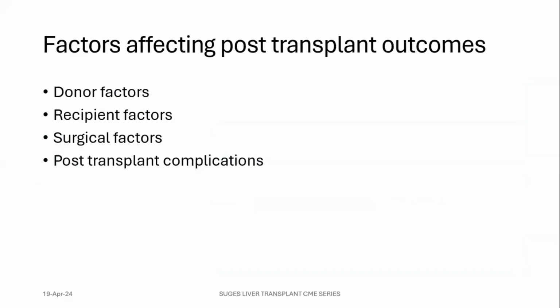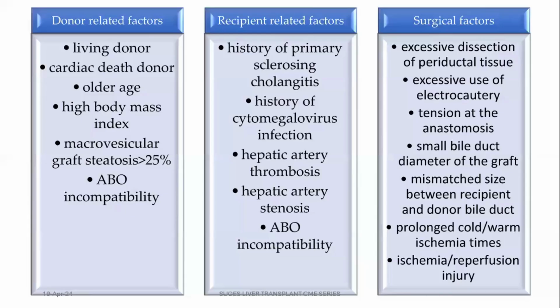So what factors will affect post-transplant outcomes? What are the factors that are going to bring about the possibility of complications? There are factors that are donor-related, recipient-related, surgical factors, and then just generally post-transplant complications. I like to look at it in this way.